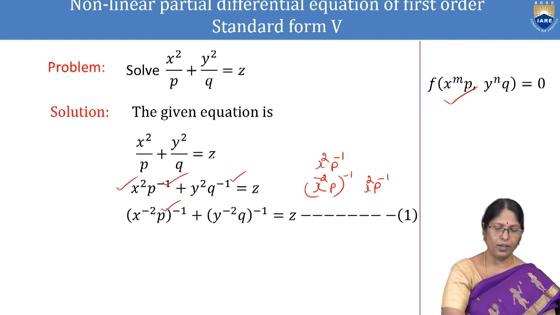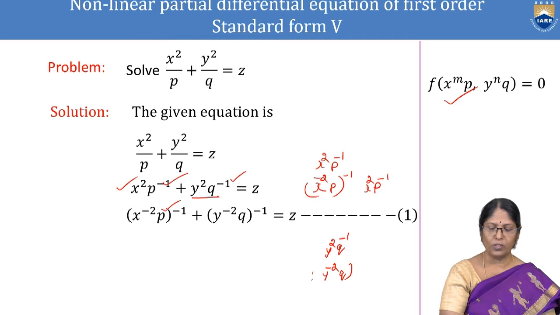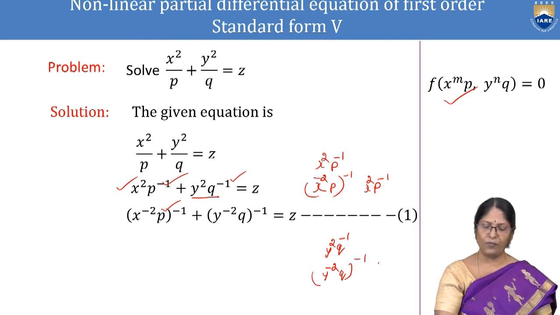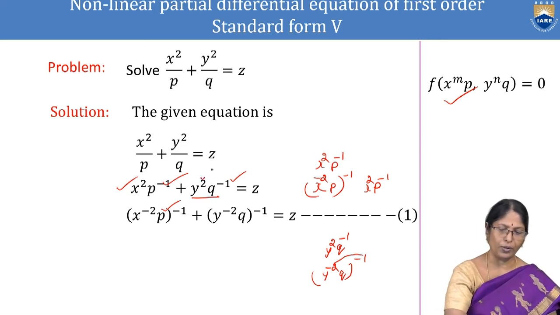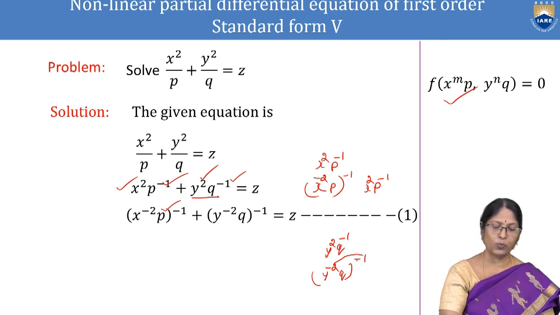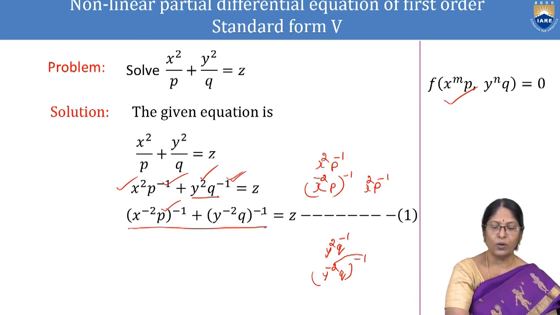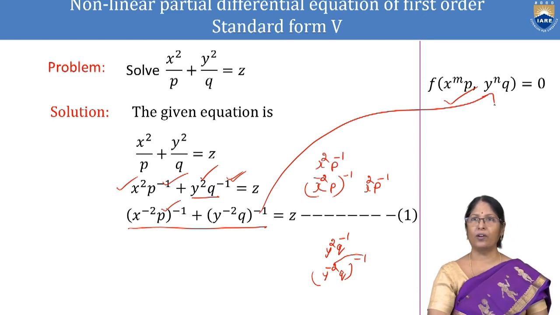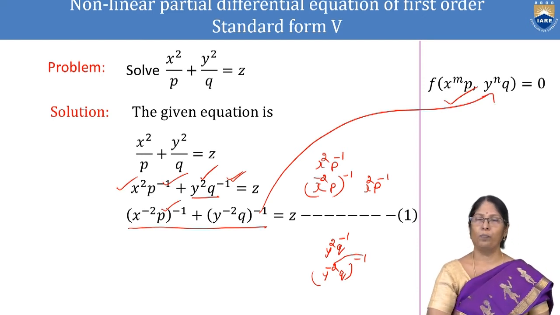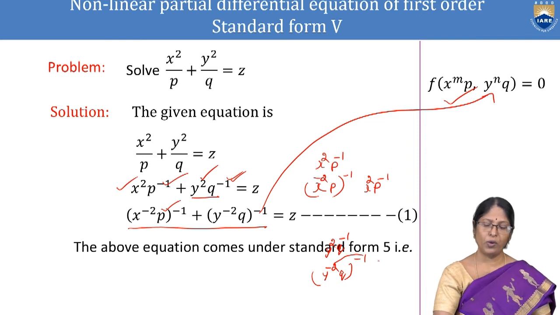We followed it. Now here also y square q minus 1 is there. We have done y minus 2 q, and this minus 1 we have taken out. We can check if it is correct or not. Minus 2 into minus 1, we got 2. Here plus 1 is plus 1 into minus 1, that is minus 1. This simplification is a must to satisfy our standard form 5. So the above equation comes under standard form 5.